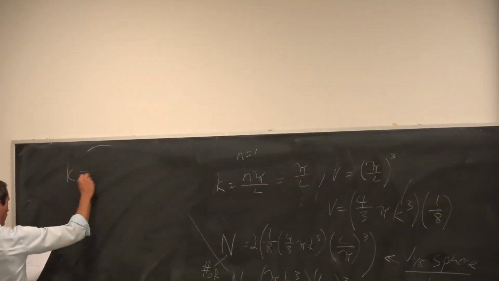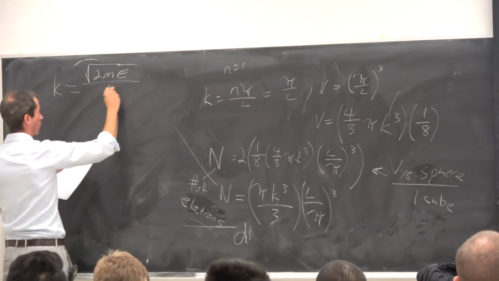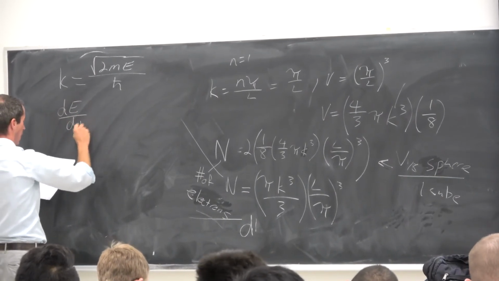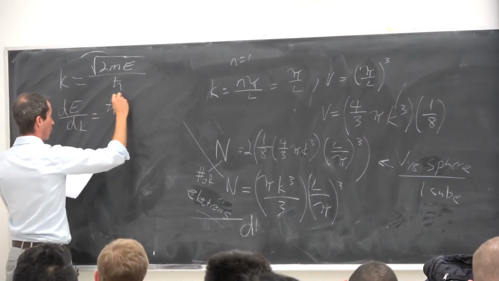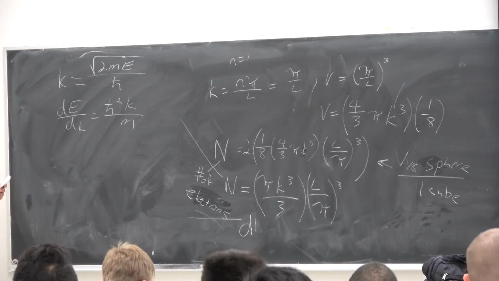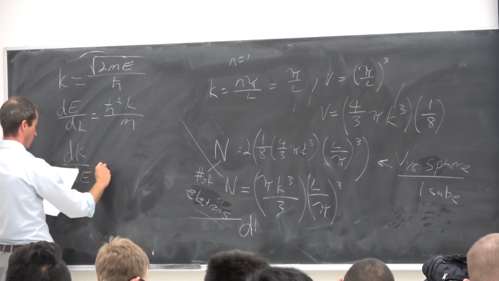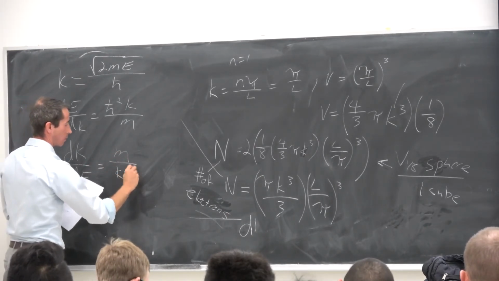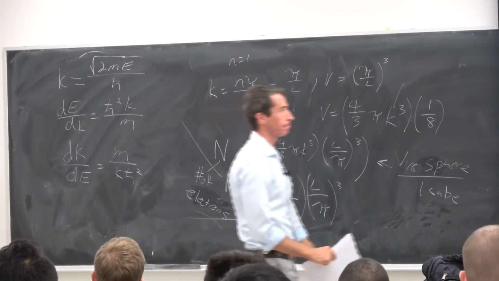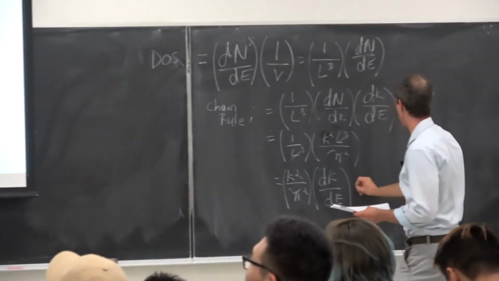We know 2 things. We know that k is the square root of 2mE over h bar. And we also know that dE dk is h bar squared k over m. And therefore, flip. So now we can plug this in for our expression here.